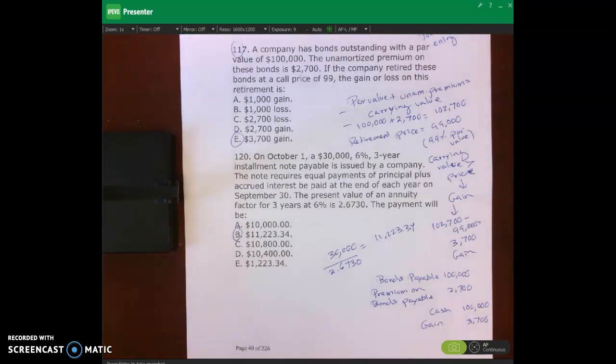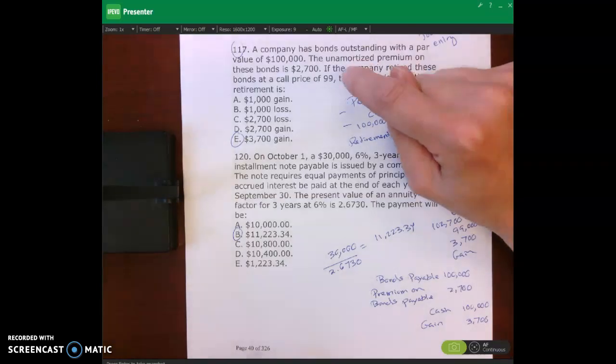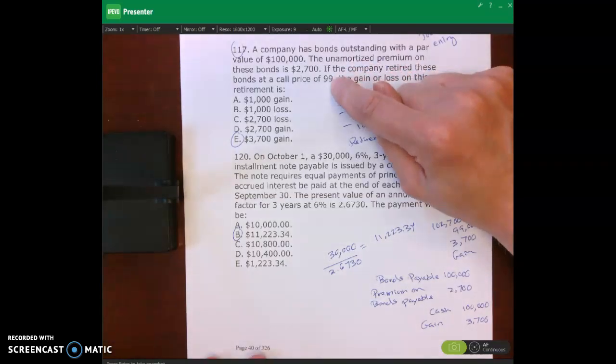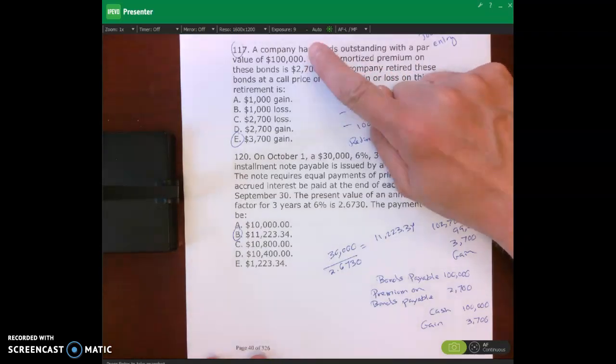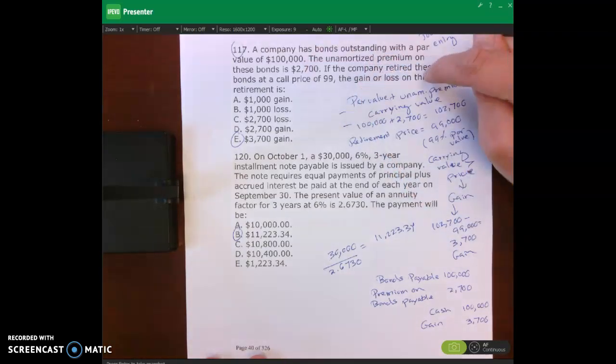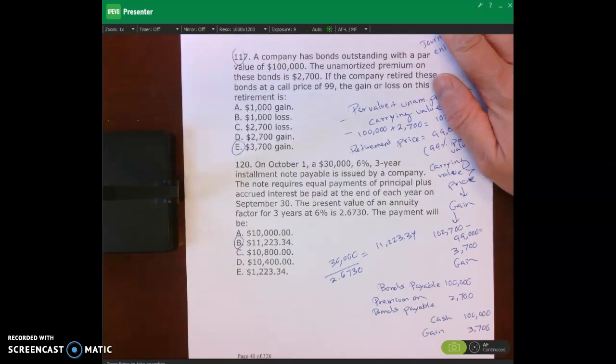So with this first one, a company has bonds outstanding with a par value of $100,000. The unamortized premium is $2,700. The company retired these bonds at a call price of $99. This may have confused you, but remember we've gone over this. This says 99% of par value. That means the price is $99,000. So compute the gain or loss, and I actually asked you to do the entire journal entry.